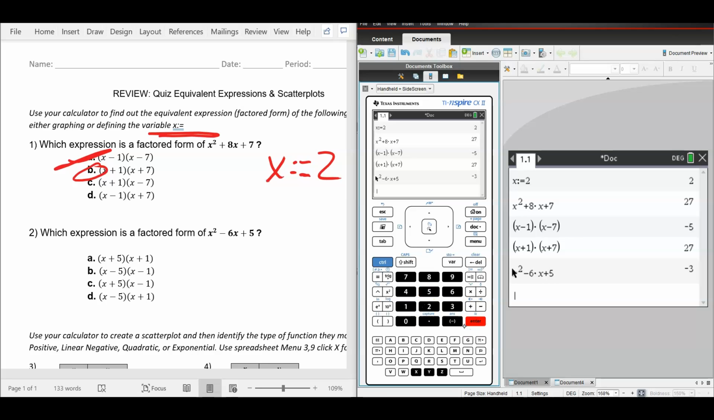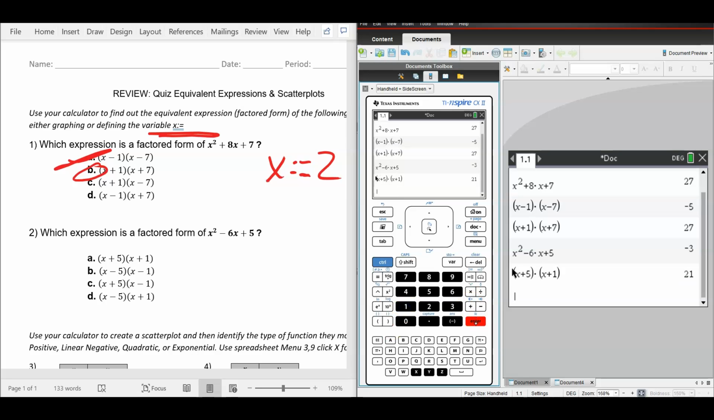Well, so we're starting a new one, right? Sorry. I've moved on from number 1. So B was right. We're moving on to number 2. So I type it in, I get negative 3. So when x is defined as 2, I get negative 3. Now we put in our answer choices for number 2 and see which one gives us negative 3. Okay, so x plus 5, x plus 1.